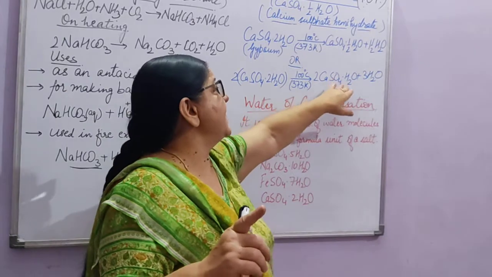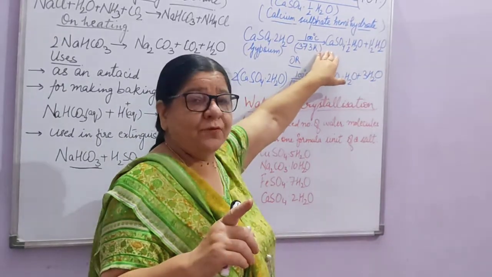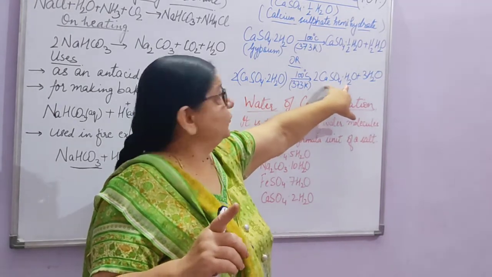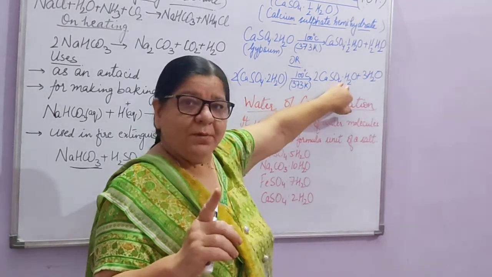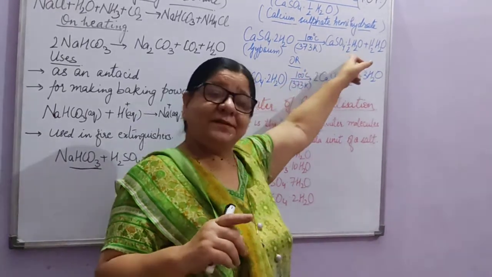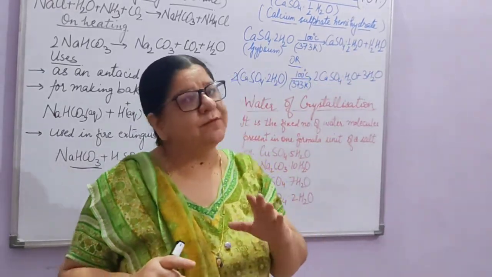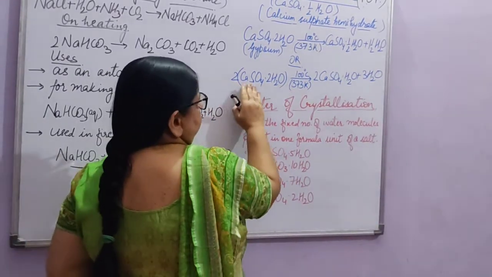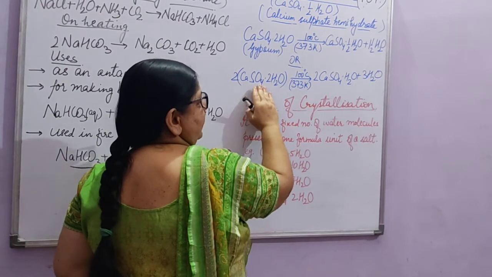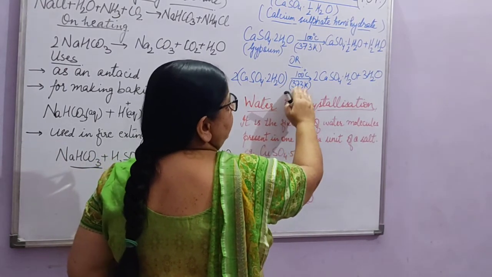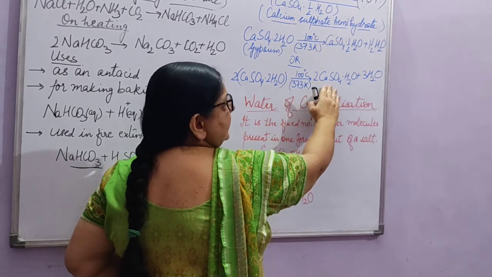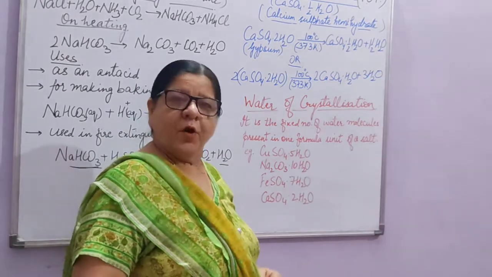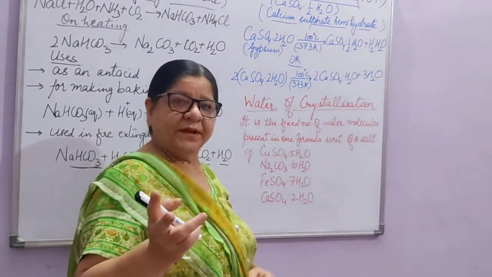So here, because we are just writing 1 molecule of CaSO4, it will be just half a molecule of water. 2 molecules of calcium sulfate contain 1 molecule of water, so 1 molecule will contain half a molecule of water. So we can also write this equation as CaSO4.2H2O, that is gypsum, on heating at 100 degrees Celsius produces 2CaSO4.H2O plus 3 molecules of water. We can write it in both ways.